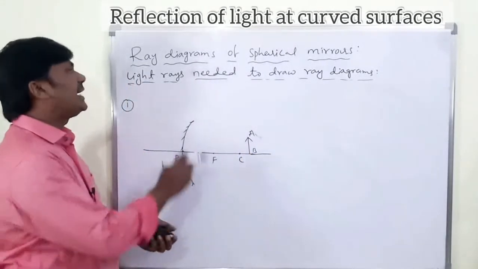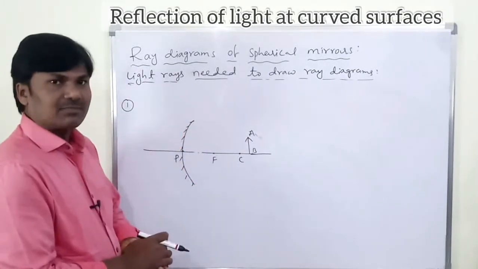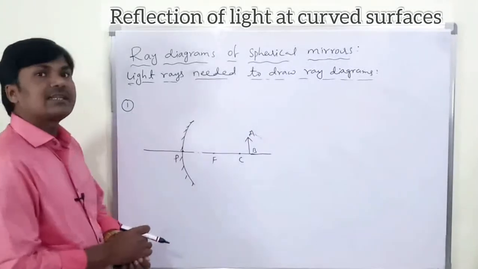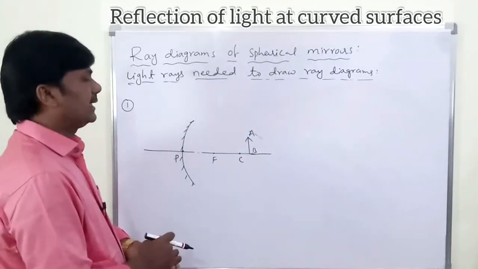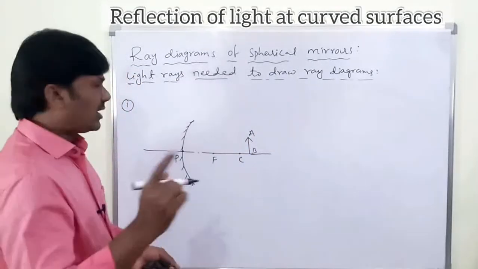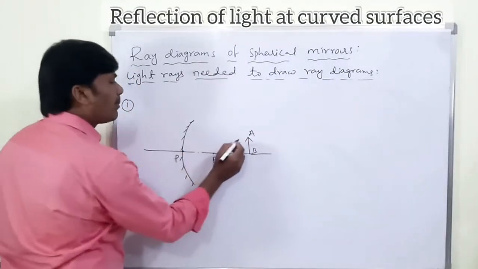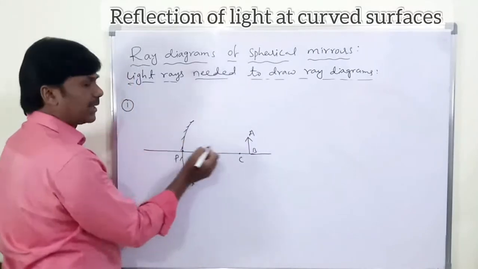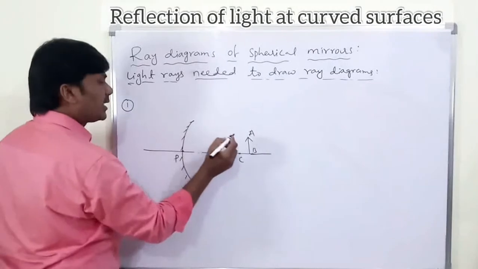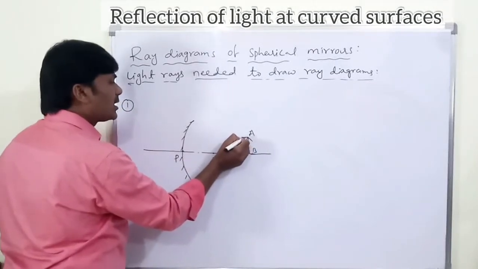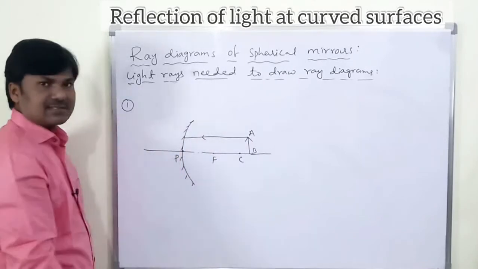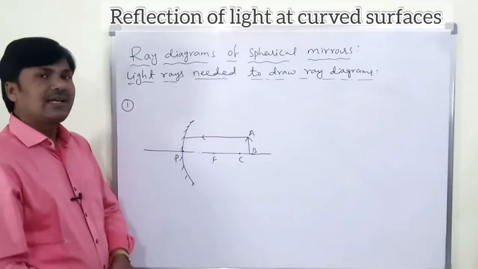Now, what are the light rays needed to draw the ray diagram? Already I told you only 2 light rays are enough. We have 3 light rays here, and from those we can take any 2 while drawing the ray diagrams. I will tell you the first light ray: a light ray parallel to the principal axis. This object spreads light rays in all directions. So I am taking the first light ray that is coming towards the mirror, parallel to the principal axis. If you take this light ray, what happens?